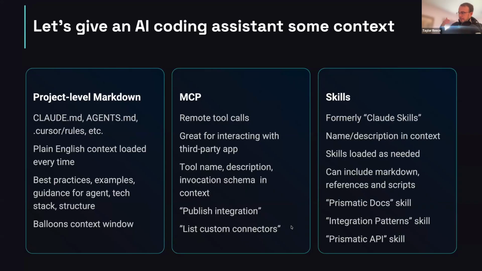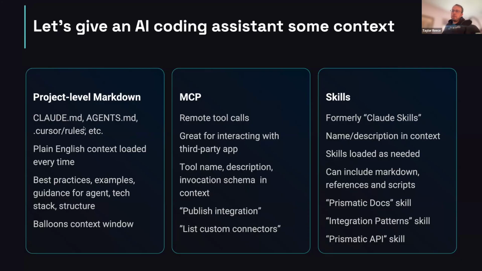The idea with skills is they were formerly called Claude skills. They've kind of been rebranded to agent skills. They're a combination of some markdown, some references, and some scripts that can be run. The name and the description of each of these skills is loaded up into your context window. But all of the rest of the stuff, the references and the scripts and whatnot, are only loaded as needed, which is pretty darn nice.